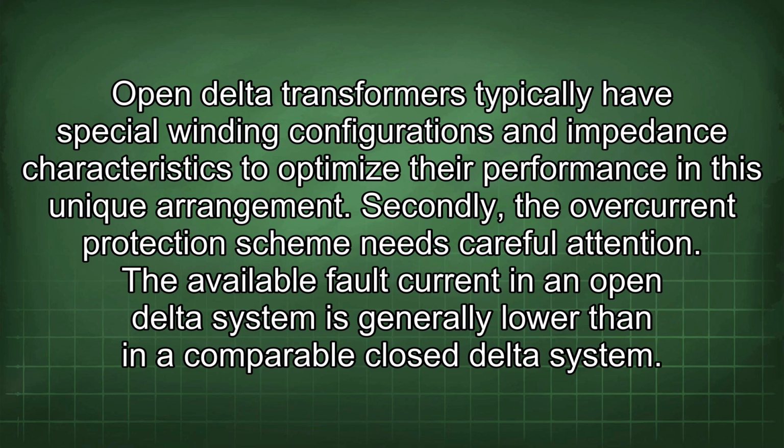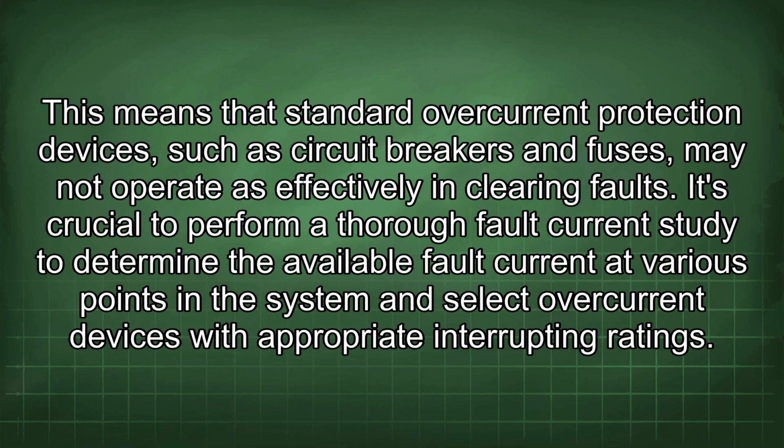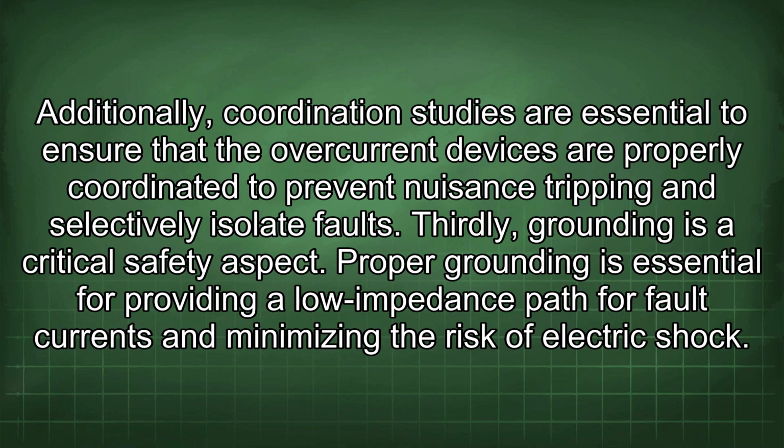The available fault current in an open delta system is generally lower than in a comparable closed delta system. This means that standard overcurrent protection devices such as circuit breakers and fuses may not operate as effectively in clearing faults. It's crucial to perform a thorough fault current study to determine the available fault current at various points in the system and select overcurrent devices with appropriate interrupting ratings. Additionally, coordination studies are essential to ensure that the overcurrent devices are properly coordinated to prevent nuisance tripping and selectively isolate faults. Thirdly, grounding is a critical safety aspect.